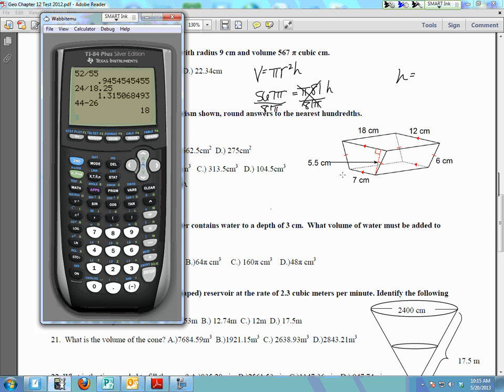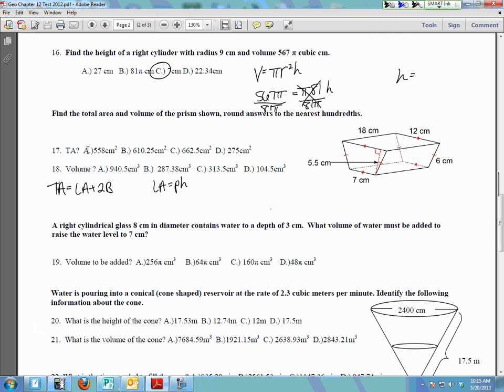trapezoid. Okay, so it has one base of 7, one base of 12, and then the sides are both 6 and 6. Okay, or the legs. So the perimeter of my base is 31. Now the height of my prism is 18. So it's like 31 times 18. That's perimeter times height. I get 558. So lateral area is 558.